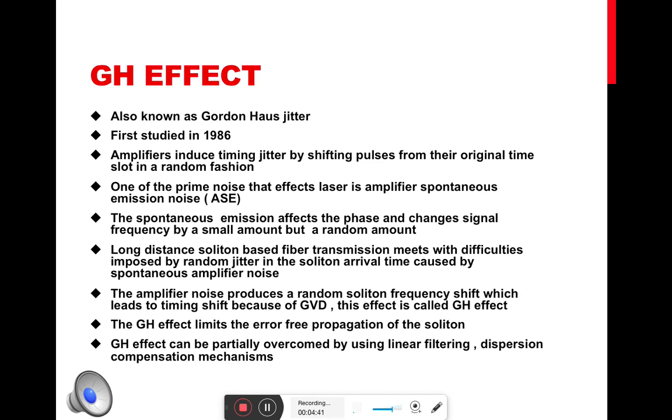So because of the amplified spontaneous emission noise, there is a random phase shift or frequency shift happening in the soliton, which is known as the Gordon-Haus effect, or the GH effect. This Gordon-Haus effect can be overcome by using certain linear filters or by using dispersion compensation units. In our soliton transmission system, in the channel after the optical amplifiers, we have seen the dispersion compensation unit. This dispersion compensation unit is to overcome the GH effect in the soliton optical transmission system.